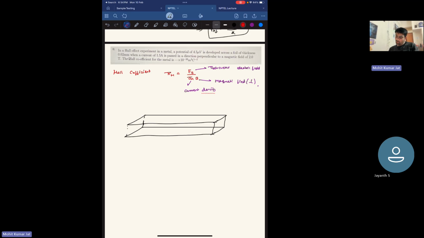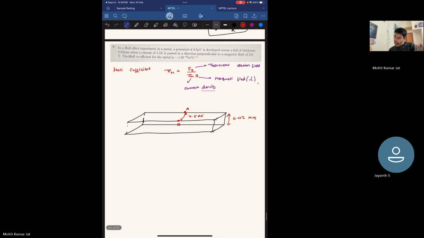Okay, cool. So the thickness which is given is 0.02 mm, extremely thin. In a metal, the transverse potential which is developed is 4.5 microvolt between the point A and the point B, the edges, when a current of 1.5 ampere is passed in a direction. Okay, cool, fine. So what will be the EY?